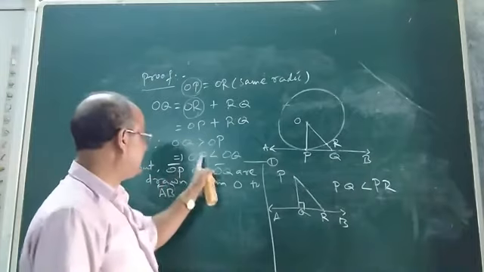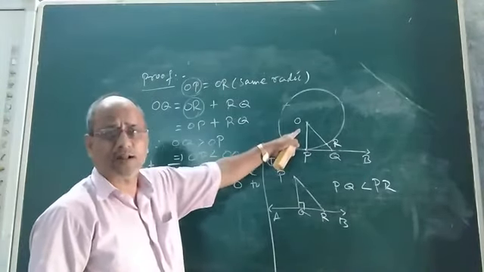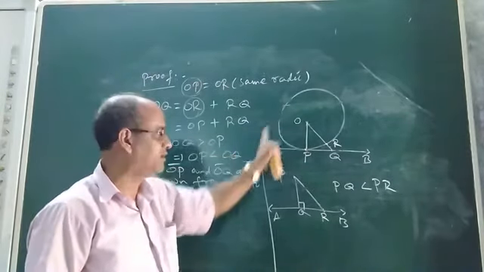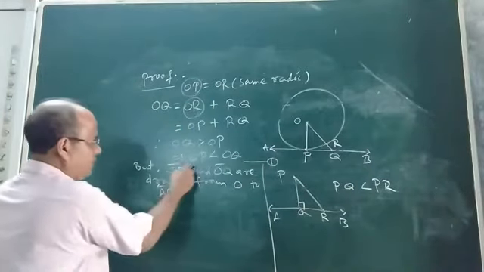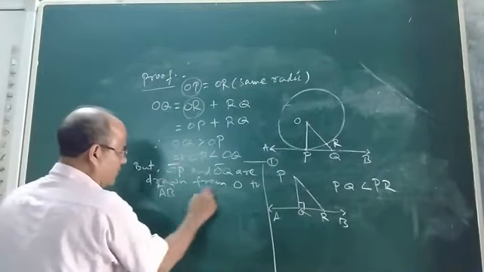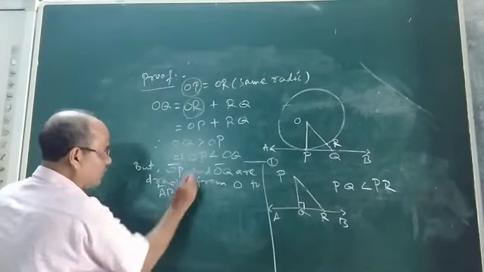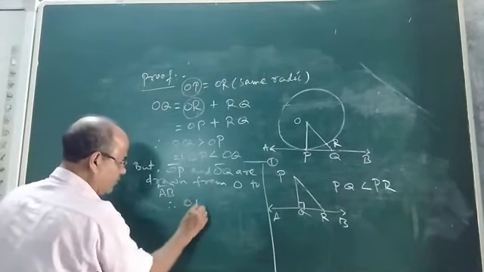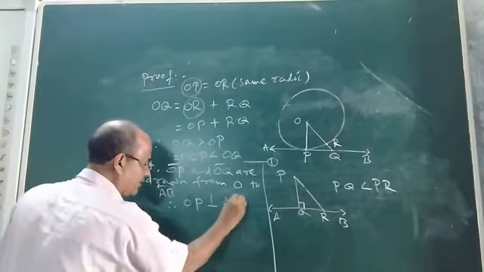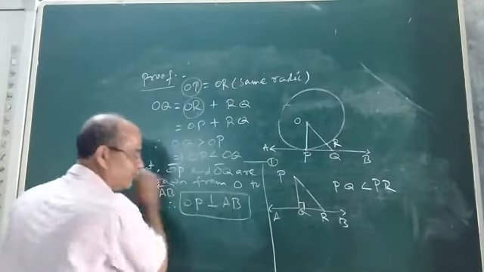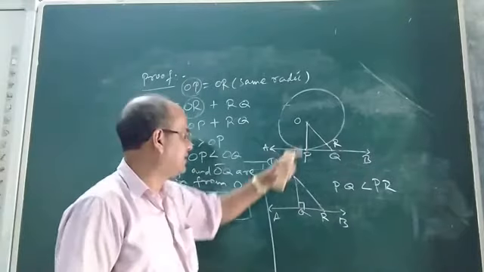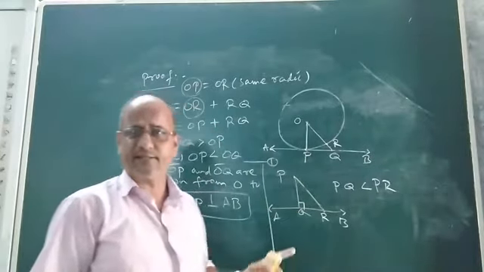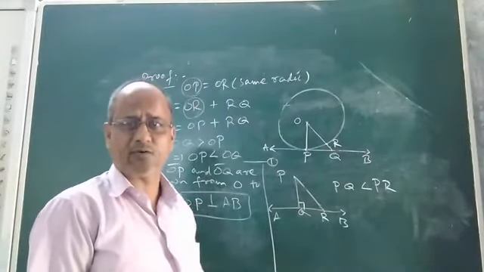But these two line segments are drawn from the external point O, which is the center of the circle, to the tangent AB. Then, if OP is less than OQ, and OP and OQ are drawn from O to AB, then no doubt, OP will be perpendicular to AB. So this is how to prove that the radius and the tangent are perpendicular to each other.